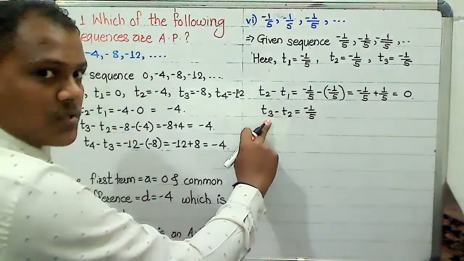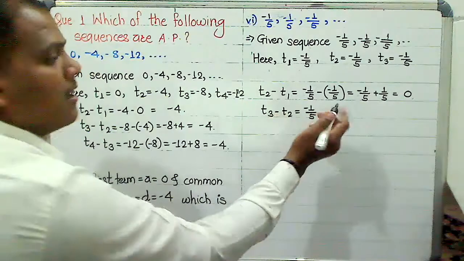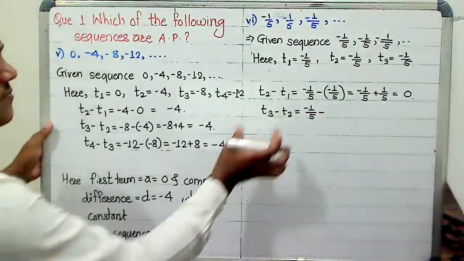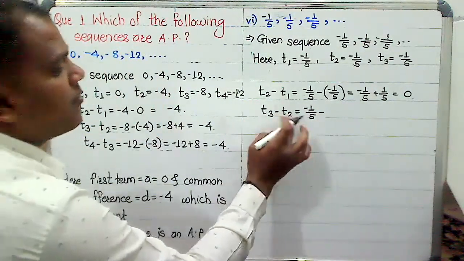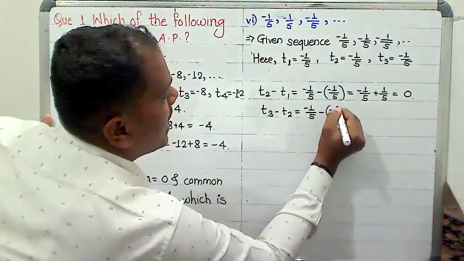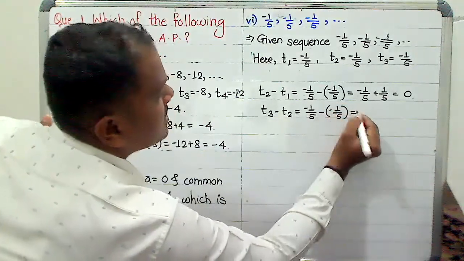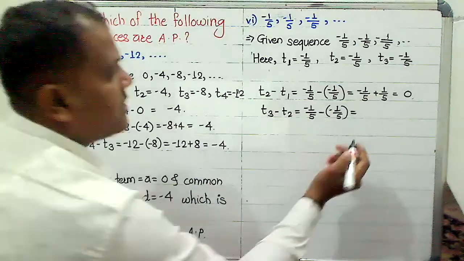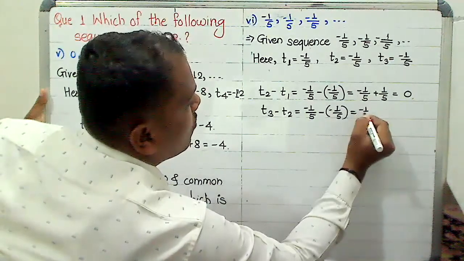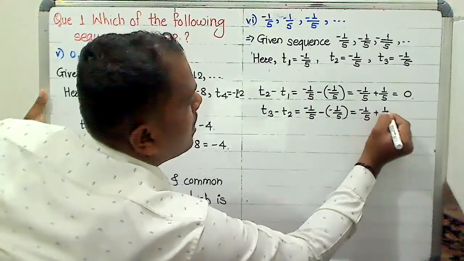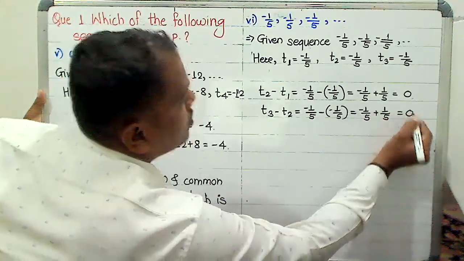Value of T3 is minus 1 by 5. Minus sign from this formula, and value of T2 is again minus 1 by 5. So minus minus will become plus, same like the above step. So minus 1 by 5 plus 1 by 5 is equal to 0.